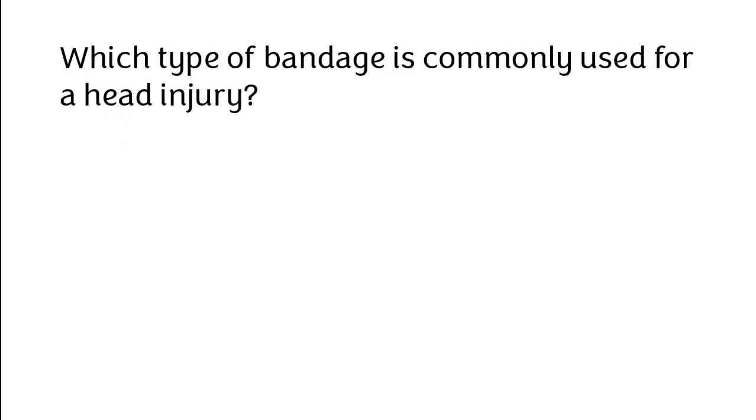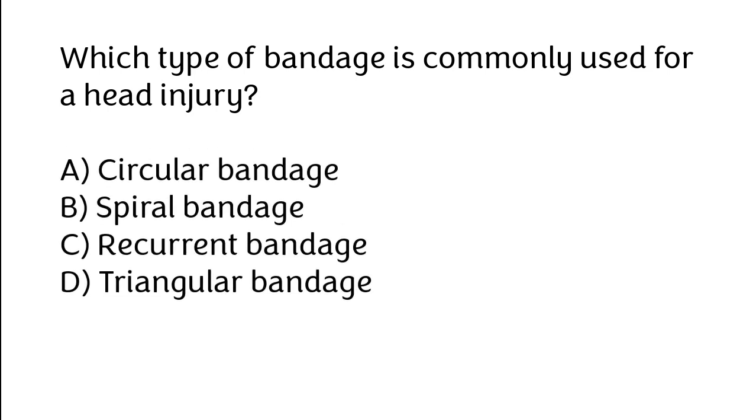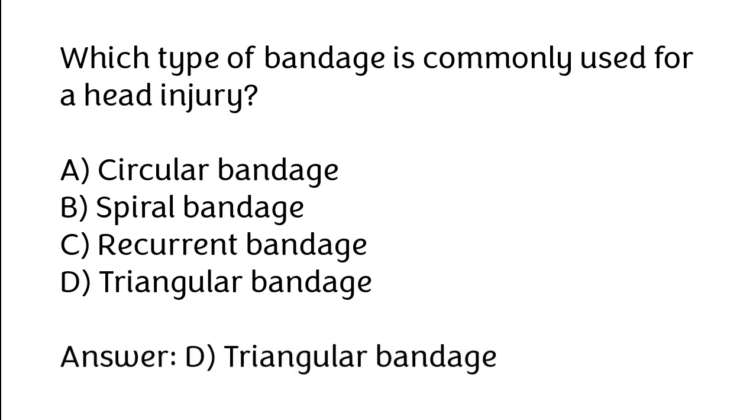Which type of bandage is commonly used for a head injury? Circular bandage, spiral bandage, recurrent bandage, triangular bandage. The correct answer is option D, triangular bandage.